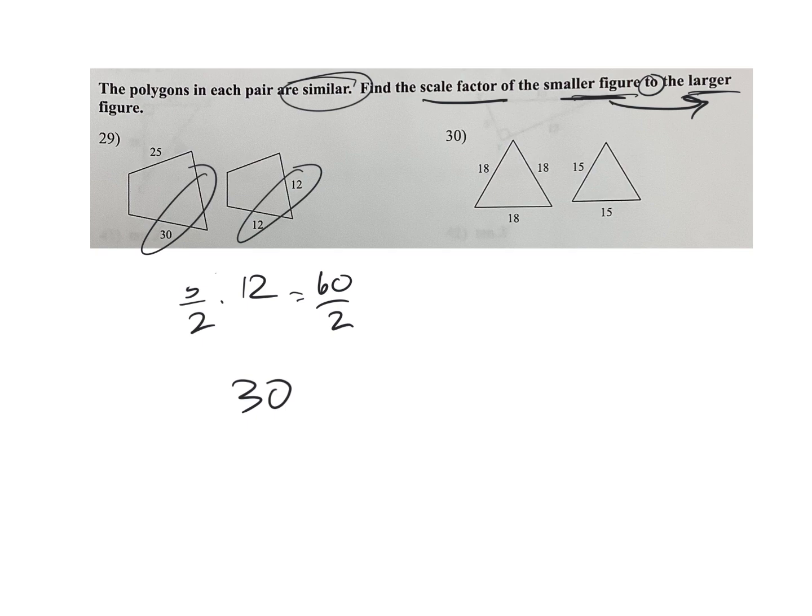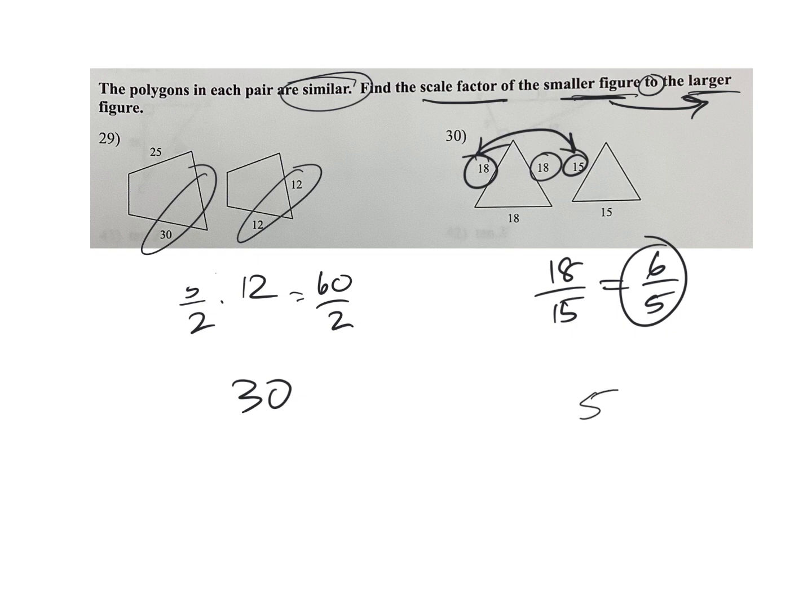Okay? All right, let's do number 30. So again, we're getting larger. Notice which ones you have here, 18 and 15. Those are not the same positions. Make sure you use corresponding positions. Since we're getting bigger, the bigger number goes on top. 18 over 15. Reducing by 3, you get 6/5. And again, on the sheet it says 5 to 6 when we go through the exam. The ratio? Is 5 to 6 the ratio? Yeah, same thing.